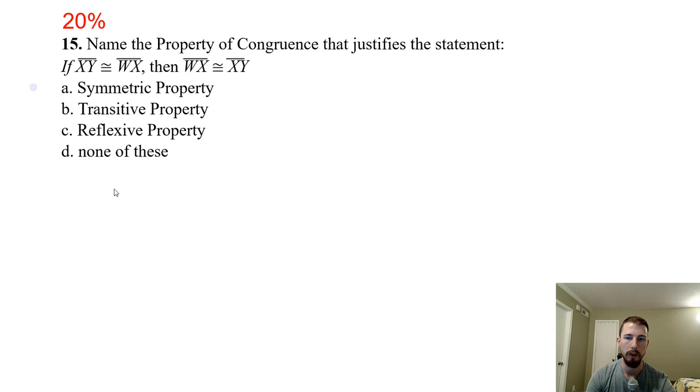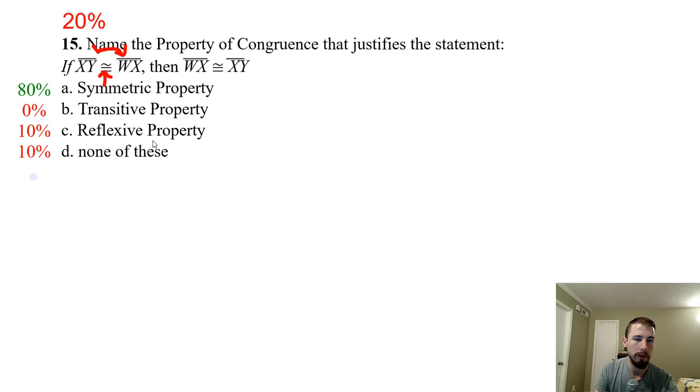Name the property of congruence that justifies the following statement. So here we have if segment XY is congruent to WX, then WX is congruent to segment XY. If you notice, what we're doing is switching the order of the XY and the WX about the congruency sign. So that is going to be the symmetric property of congruence. So this is the symmetric property of congruence.